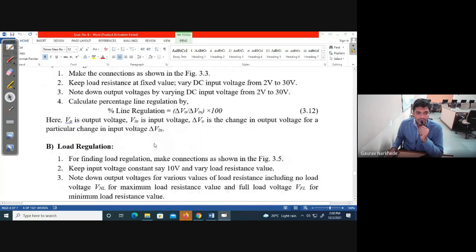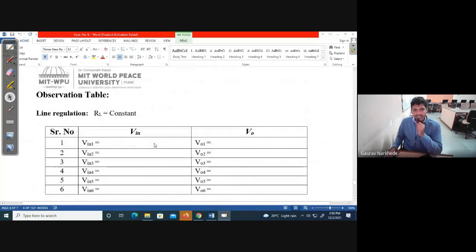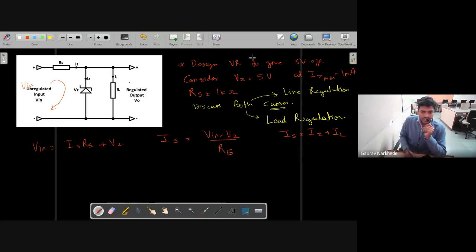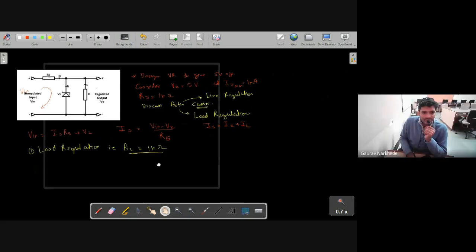Yes, we will do it on Tinkercad, and this is your observation table. First is line regulation, so RL is constant. Let us discuss that theoretically first. Let us keep RL constant. What is the value of RL? Let us say it is 1 kilo ohm. Is it okay for you if I take RL as 1 kilo ohm? Easy for calculations. So I will keep RL as 1 kilo ohm.